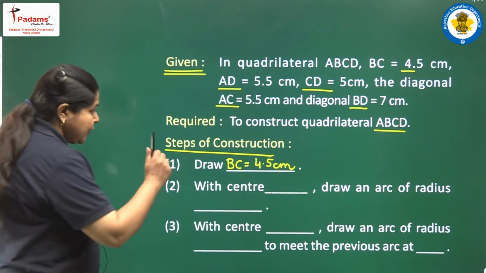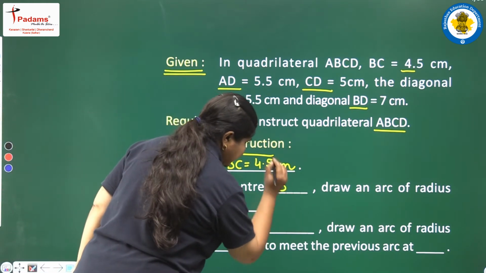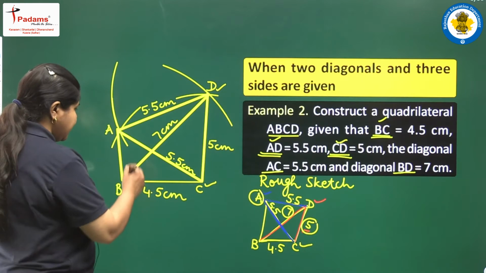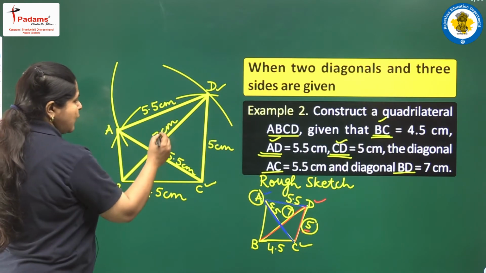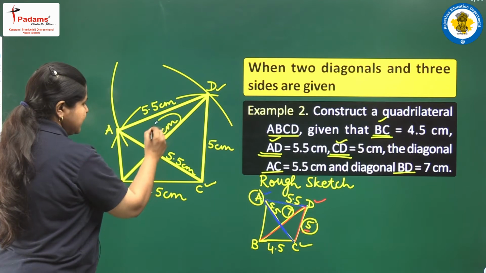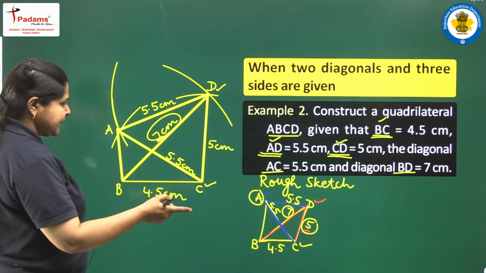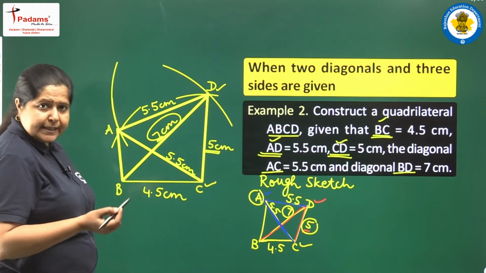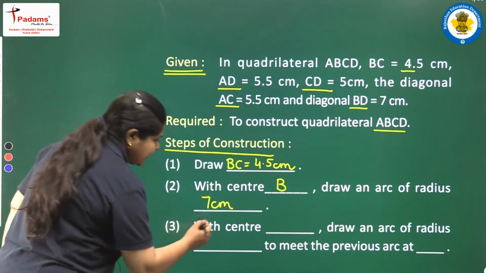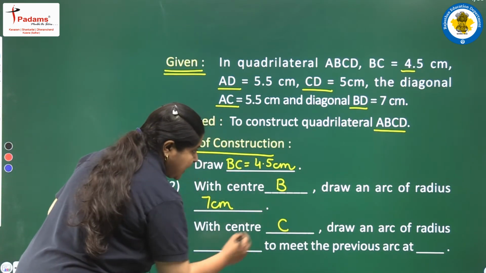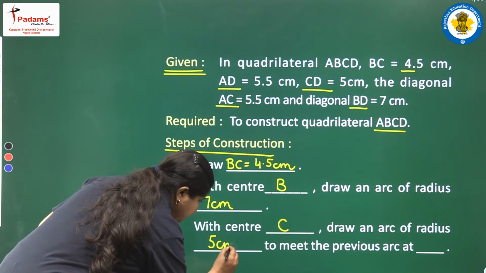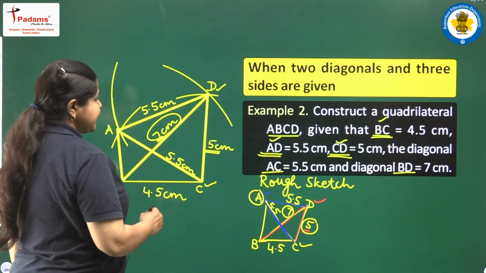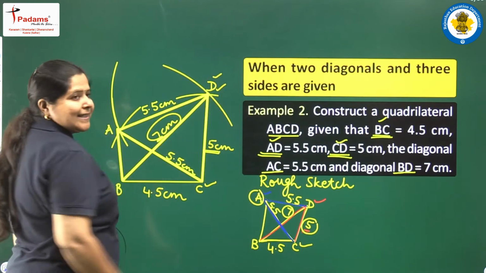Then what next? With center B, draw an arc of radius 7 centimeter. You can see with center B we drew one arc of radius this 7 centimeter. You can easily see here. So that I have written. Then next, with center C and radius 5 centimeters we drew another arc, and we write it in this way. With center C, draw an arc of radius 5 centimeters to meet the previous arc at point D. You can see the two arcs are meeting at point D.